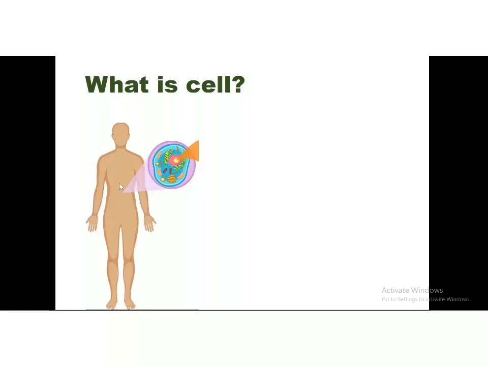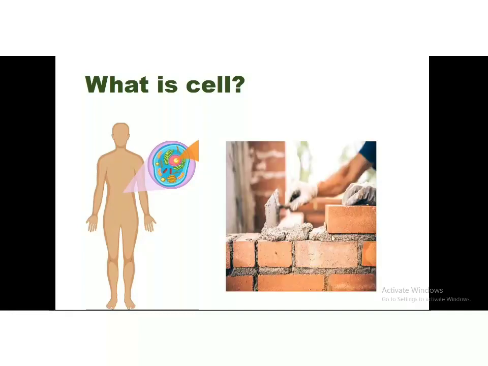Our body is made up of billions of cells. Just like a brick wall is actually made up of bricks, the same thing happens in our body. Our body is made up of cells. So the cell is the basic structural and functional unit of life or living body.